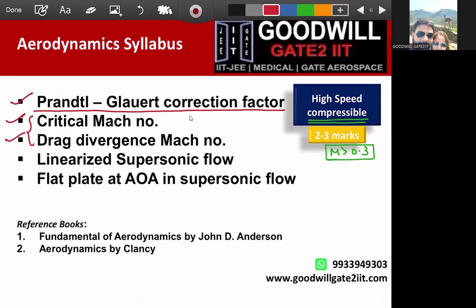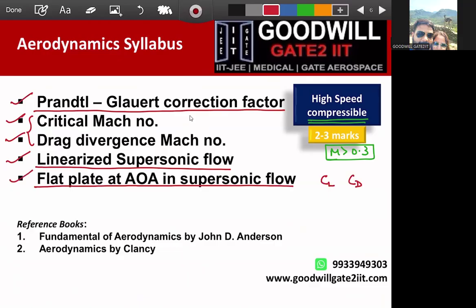Then only two questions have been asked in your exam up till now from linearized supersonic flow, but that doesn't mean it will not come in 2026. So you have to do it. And in that topic, the one subtopic which always comes in your exam is the flat plate at an angle of attack in subsonic and supersonic flow. So you will be calculating lift coefficients, drag coefficients, all these things over a flat plate airfoil.